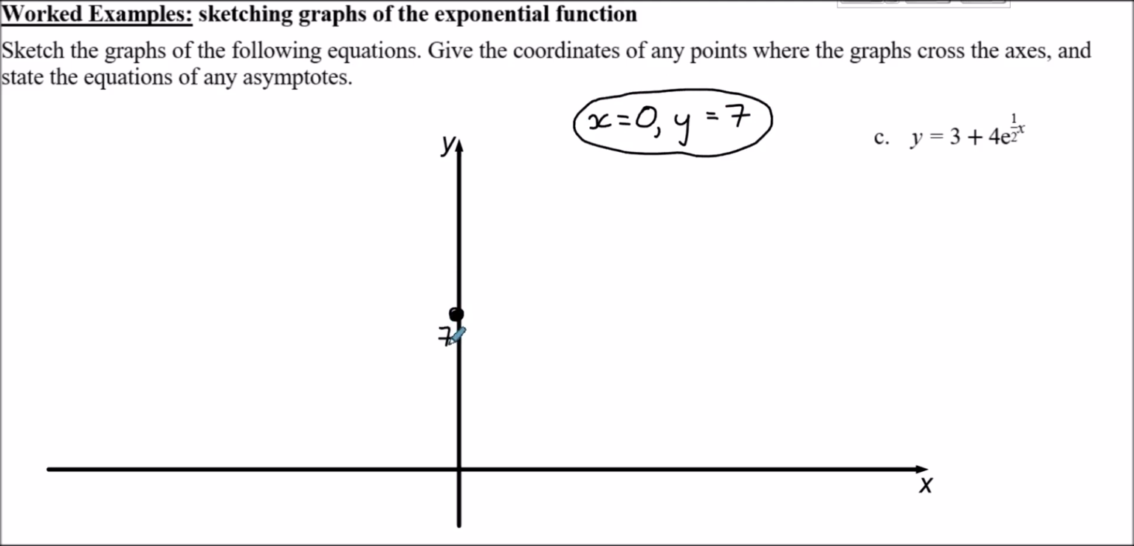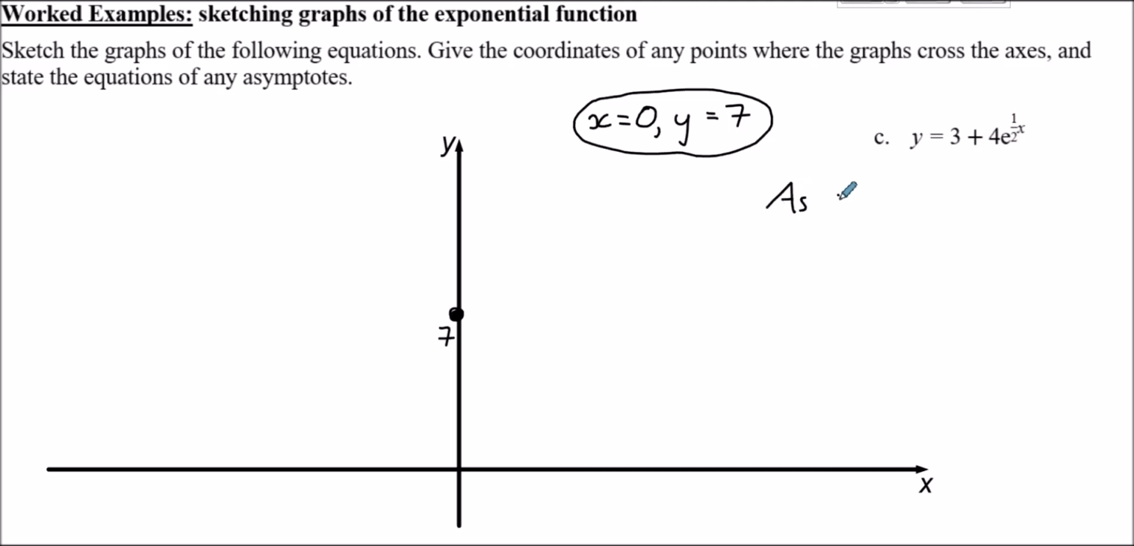And as well as that, there will be an asymptote as ever. However, in this case, we've got this plus 3 to contend with. And so, obviously, as x gets bigger, the graph's going to shoot off, going higher and higher as x gets bigger. But as x gets smaller and smaller, 4e to the half x is going to shrink down towards 0.